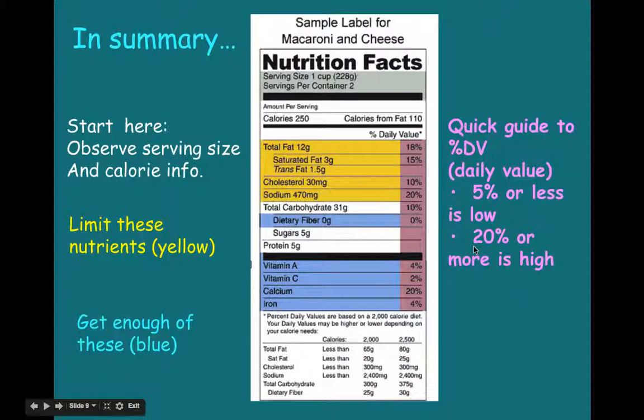And then if it's 20% or more, it's on the high end, which could be good. Let's say if you're eating something like fiber or calcium, and it could be bad if it's, let's say, trans fat or saturated fat or cholesterol, because that means in just one serving of this product that you're consuming, you are getting more than 20% of your recommended value. And we all know it's probably not the only thing that you're going to be consuming for the entire day.